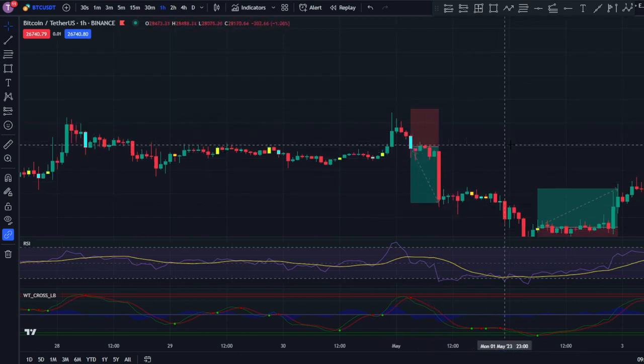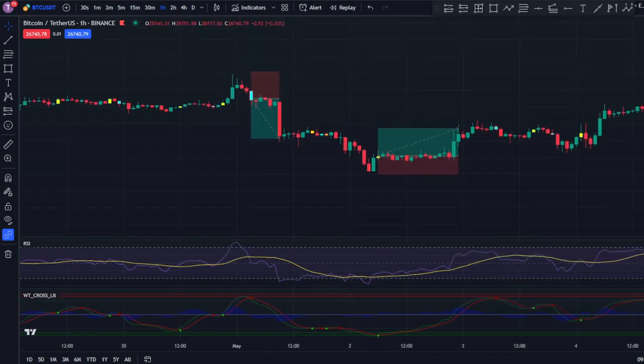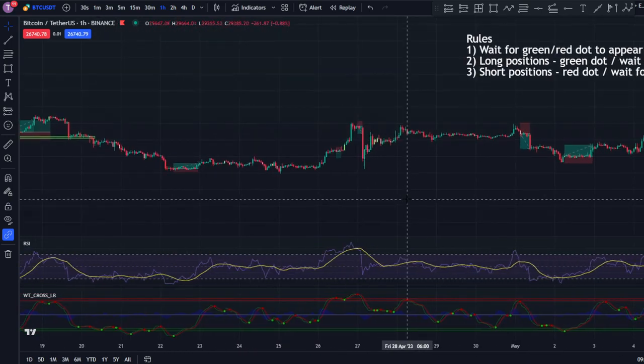There we have a valid position. So as you guys can see, the rules for this are pretty simple, and I would now suggest ways to optimize this strategy.